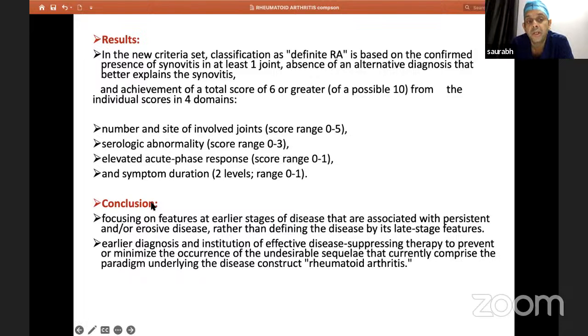The whole idea of this paper and these scores was to focus on the features at the earlier stage of the disease. Before that, we used to pick up rheumatoid, but at the later stage. By that time, erosion had started and we had missed the boat, if you like. So the whole emphasis was to do an earlier diagnosis before erosion and then start effective disease suppressing therapy so that those deformities don't happen, those erosions don't happen.